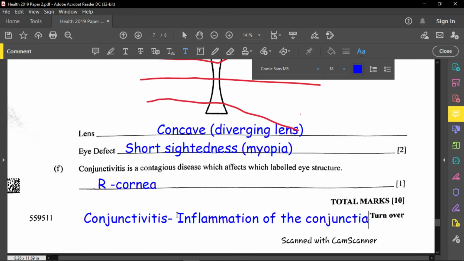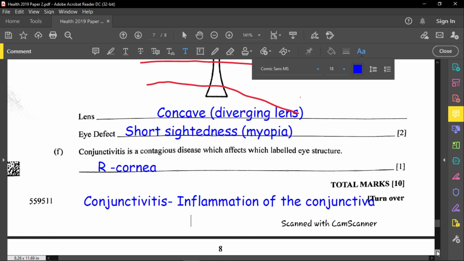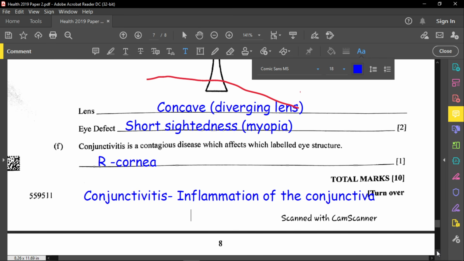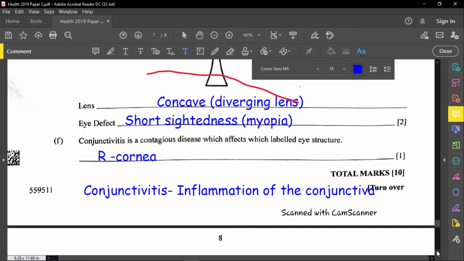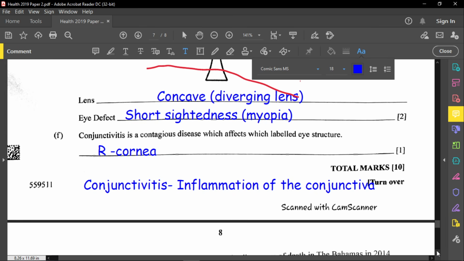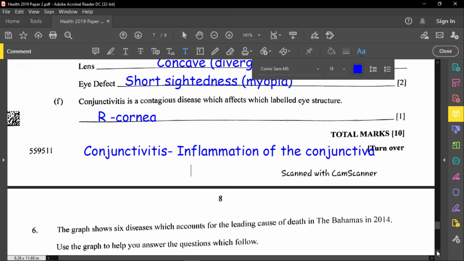All right, so that's it for that. All right, and so this question is the last part of this question. So again, this part here is just for general information that conjunctivitis is the inflammation of the conjunctiva. All right, but the conjunctiva will be over the cornea. So definitely once the conjunctiva is affected, it will also affect the cornea as well.